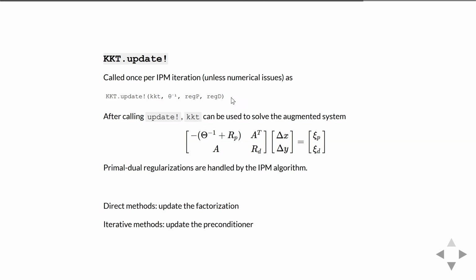If you're using a direct method, something like a Cholesky factorization, that's where you're updating the factorization. If you're using an iterative method, there's no factorization to update, but you might have a preconditioner, for instance, that might be updated at this point. And that's about it. So this kkt.update call can be as simple as just updating an internal storage and then calling a factorization method.